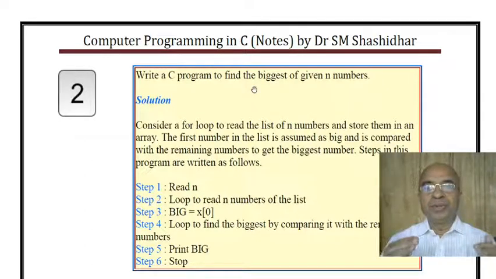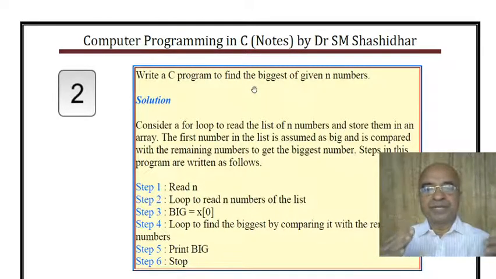Step 4, loop to find the biggest by comparing it with the remaining numbers. The first number is going to be compared with the second number. If the second number is smaller than the first number, the big variable will continue with the first number. If the second number is bigger than the first number, the second number is going to occupy the variable big. So it's going to drop the first number and get the second number as the big number.